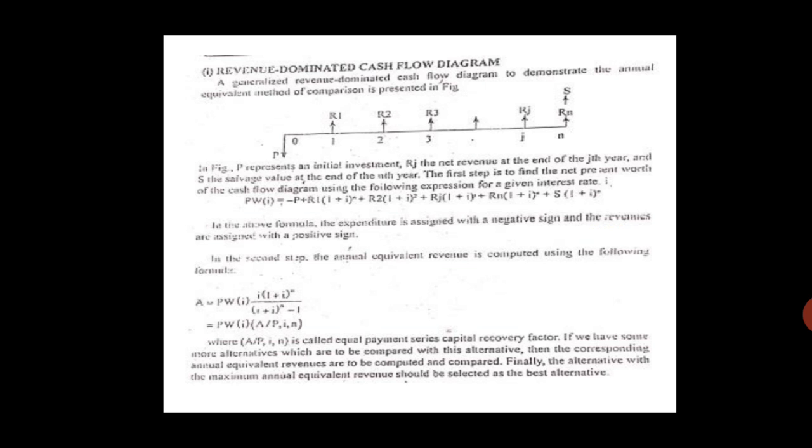EAW, where A bar P comma I comma N is called the equivalent payment series capital recovery factor. Please understand, A means annual series. What we get is an equal payment series, that A. And here P we know, because we invested it initially, that is P, and I is the interest rate we have taken into consideration, and N is the life of the period in years.